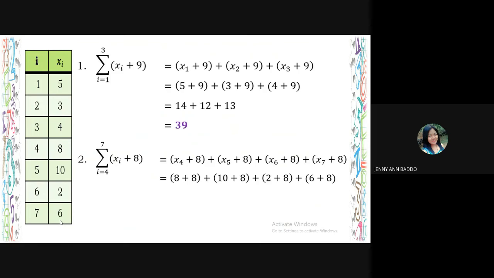Adding those values of x sub i by 8, we now have 16 plus 18 plus 10 plus 14, and that is 58. That's all for the fourth property.